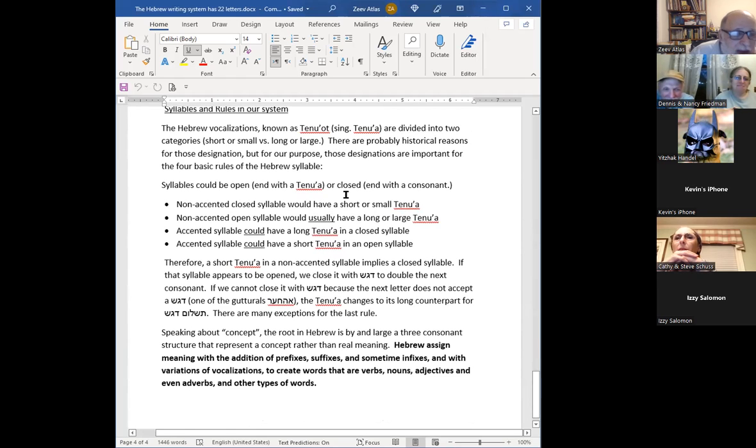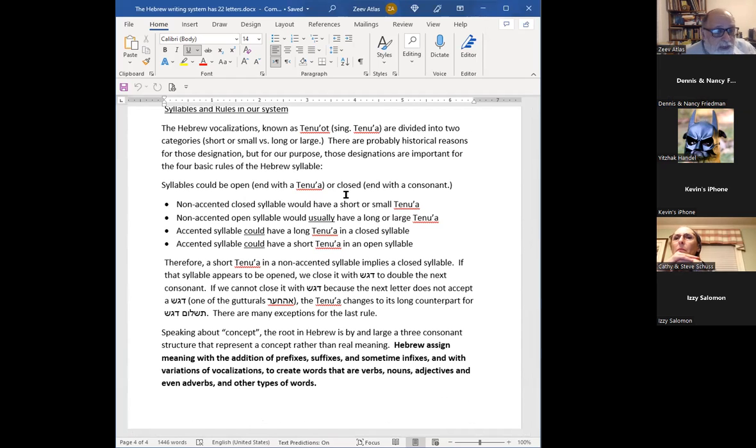Syllables. So the Hebrew vocalizations known as Tnuot are divided into two categories. I say that, short and small, versus long or large. There are probably historical reasons for those designations, but for our purpose, those designations are important for the four basic rules of Hebrew syllables. Whoever goes with me to study grammar will see how important these rules are.